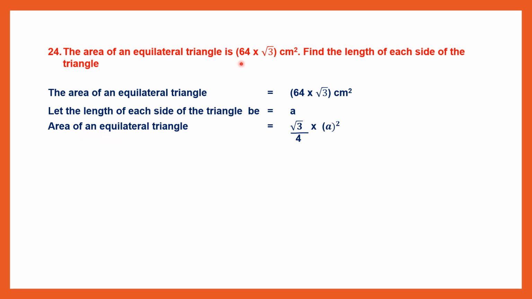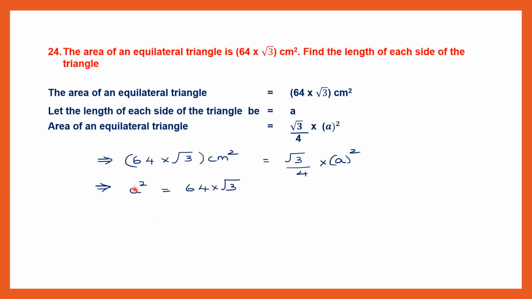Now area is already given to us. So let's substitute and write it here. So this is going to be an equation. So this will be 64 into root 3 centimeters square. This is the area given to us. And the formula for area is root 3 by 4 into A square. And we are going to find A square. So what we're going to do is bring A square to the side. So we'll have A square here, and on the other side we have 64 into root 3. I've written it here. From here, I have brought only A square to this side.